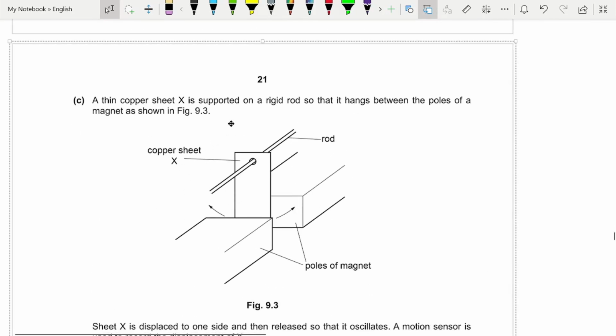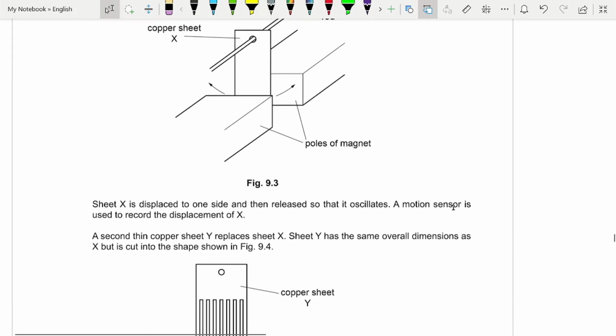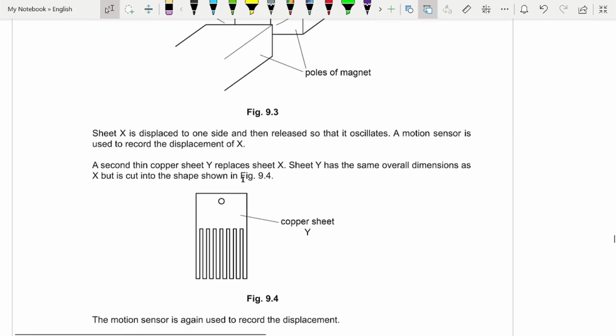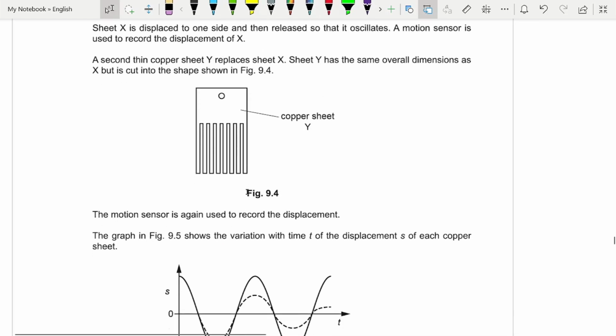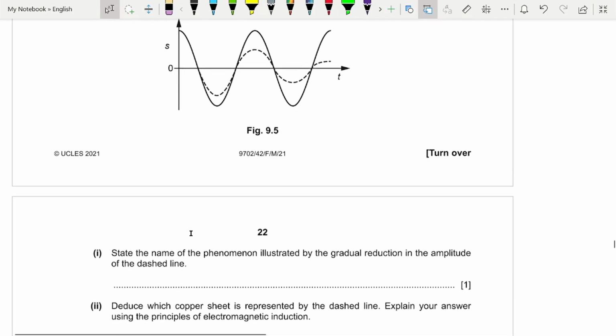Okay. A thin copper sheet X is supported on a rigid rod so that it hangs between the poles of a magnet as shown. We have a magnet, and then it's starting to oscillate back and forth. Sheet X is displaced to one side and then released so that it oscillates. A motion sensor is used to record the displacement of X. A second thin copper sheet replaces sheet X. Sheet Y has the same overall dimensions as X, but is cut into a shape like so. So it's cut into multiple shapes. The motion sensor is again used to record the displacement. The graph in Fig 9.5 shows the variation with time t of the displacement x of each copper sheet. Two graphs have been produced.